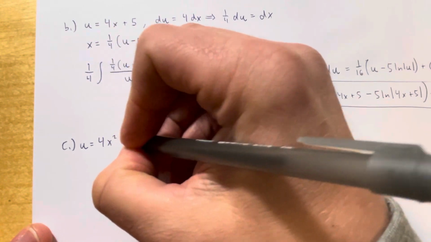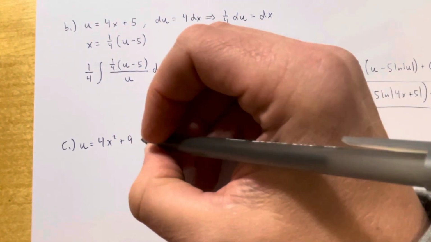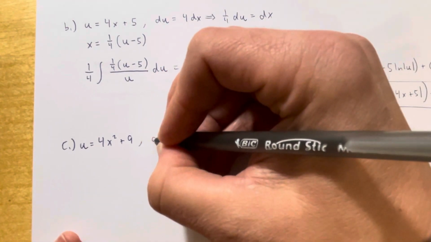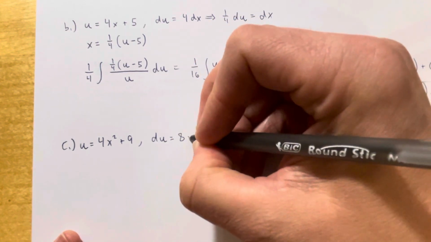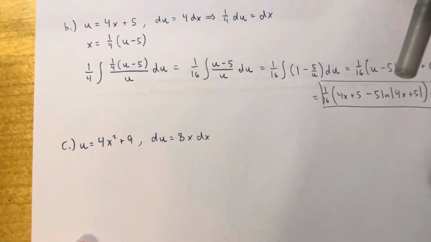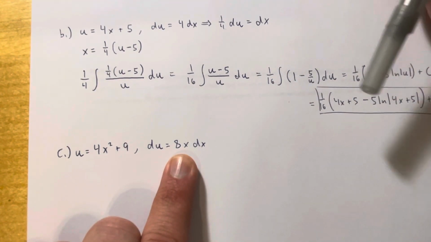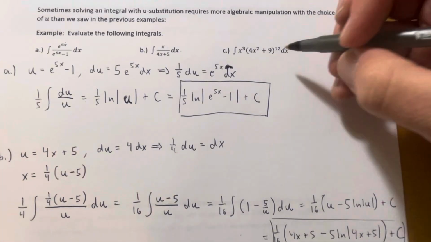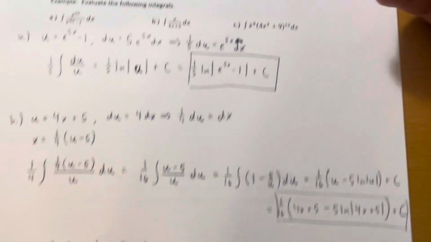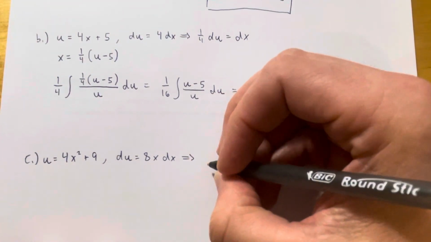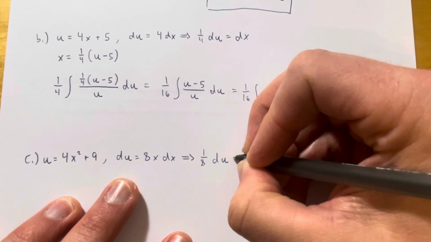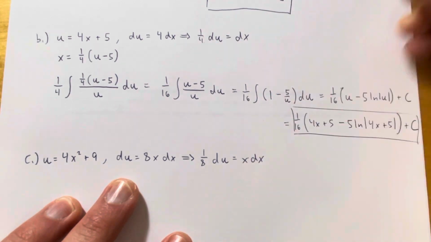4x squared plus 9, which implies that du is equal to 8x dx. Okay? Now, I'm seeing an 8 here where I am not seeing one here. So I'm going to do what we've been doing a lot of up until this point. I'm going to get rid of the 8, and to do that I'll multiply both sides by 1/8. So I have 1/8 du equals x dx.